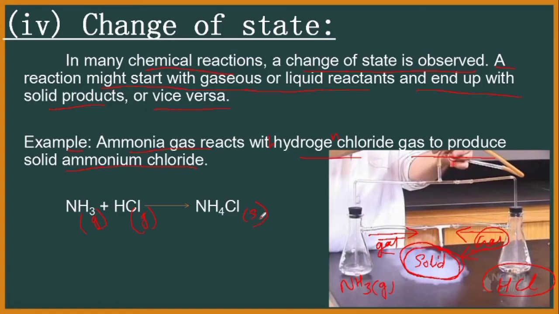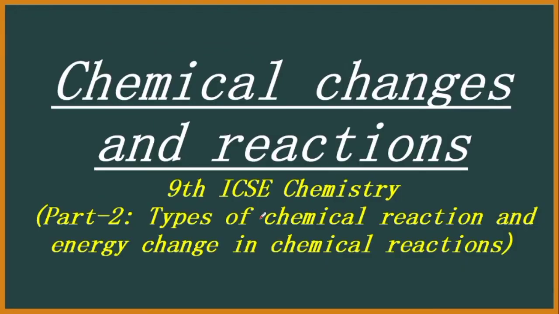Do you recall it again? The first feature is evolution of gas. The second feature is the change in color. The third feature is formation of precipitate, and the fourth feature is change of state. So this is regarding the first part of the lesson, and in the next video we will learn types of chemical reactions and energy change in chemical reactions.